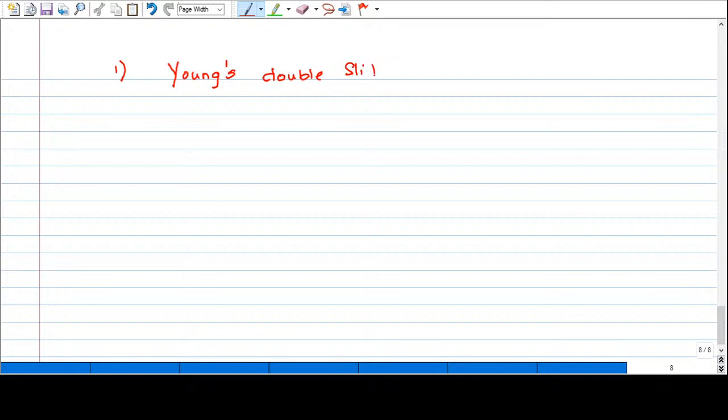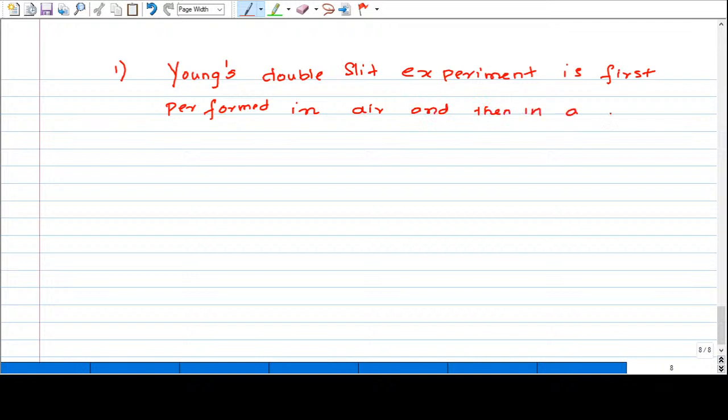It takes time to write the question. However, it's very important to note it down. Especially our academic students, you can note it down in your classbook. Young's double slit experiment is first performed in air and then in a medium other than air.